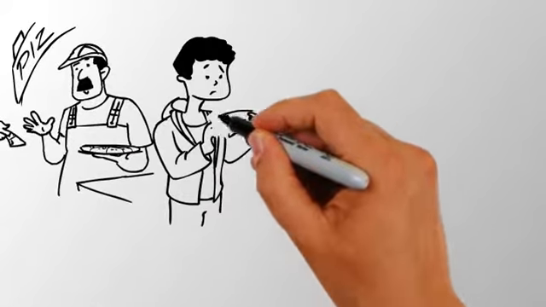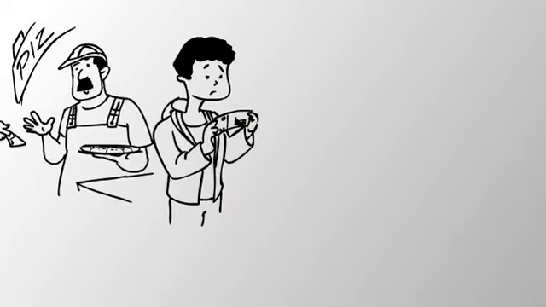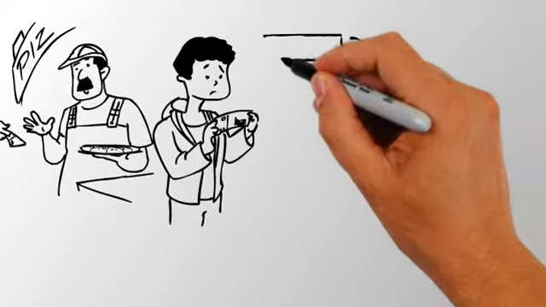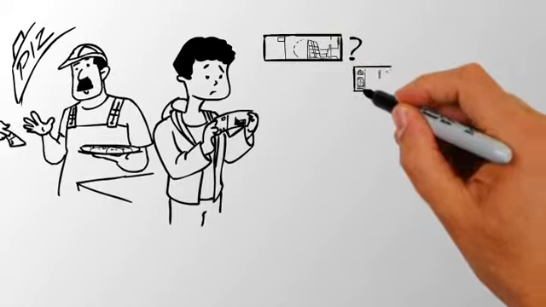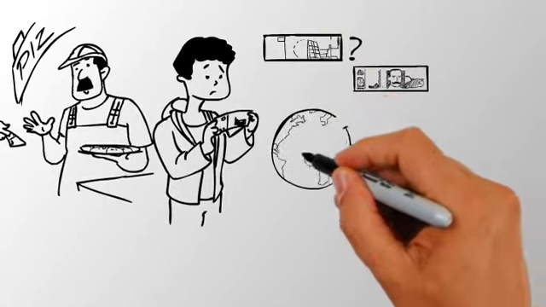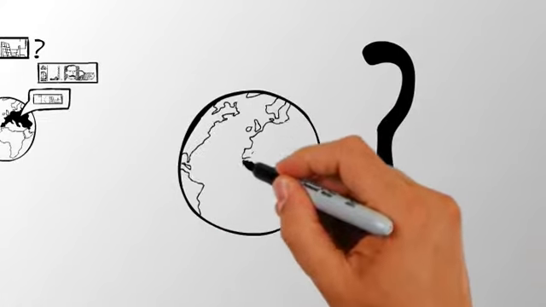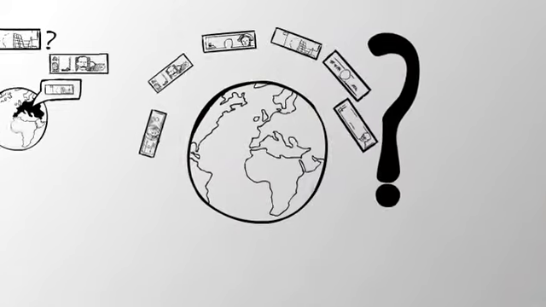Why? Because he's trying to pay with euros. What are euros? Well, euros are like dollars, but they're what people in Europe use. Why do people from different countries have different money?